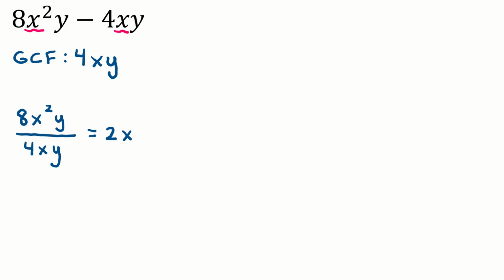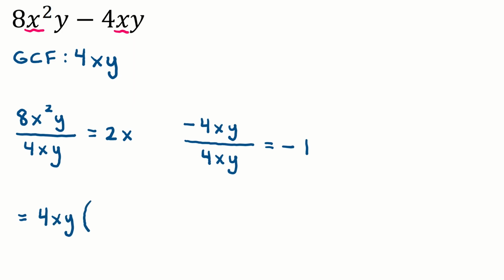In our next term, we have negative 4xy. What happens when we divide that by 4xy? So these are almost identical except for the negative. This will end up being negative 1. Which means when we common factor out the 4xy, from our first term, we're left with a 2x, and from our second term, we're left with a negative 1.